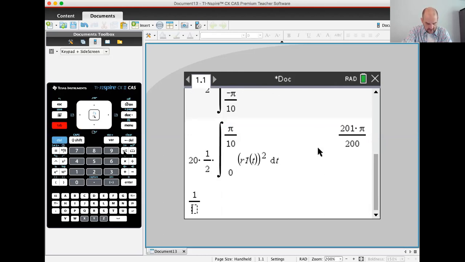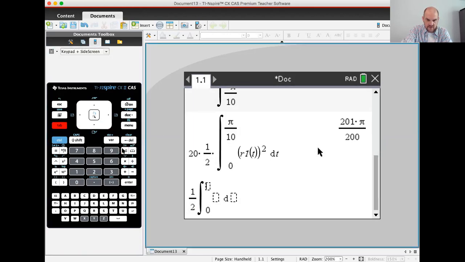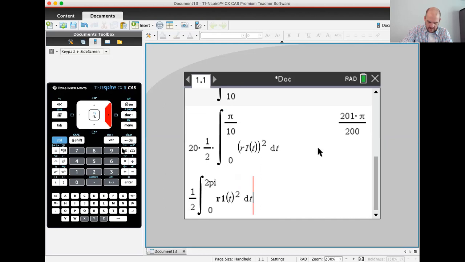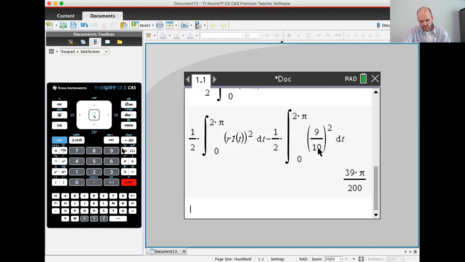All right, area between. So 1/2, template, the integral from 0 to 2 pi of r1 of t squared dt minus, did I already do this? I don't know. Well, this is just the area of the circle, the integral from 0 to 2 pi of 9/10 so that we get an exact value, squared dt. So we definitely did this. I think I was like, oh, there should be another way to do it. Oh yeah, I didn't use a polar integral. I just used the area of a circle, which is fine. Sometimes you got to do that.